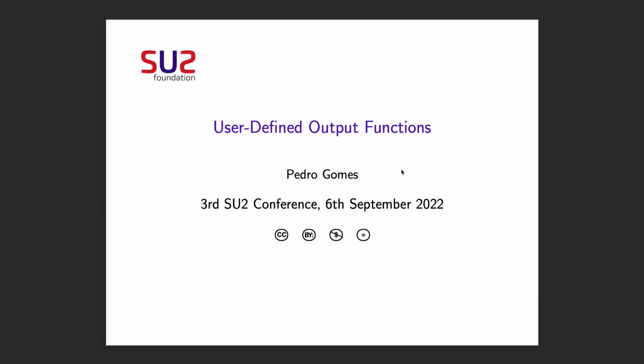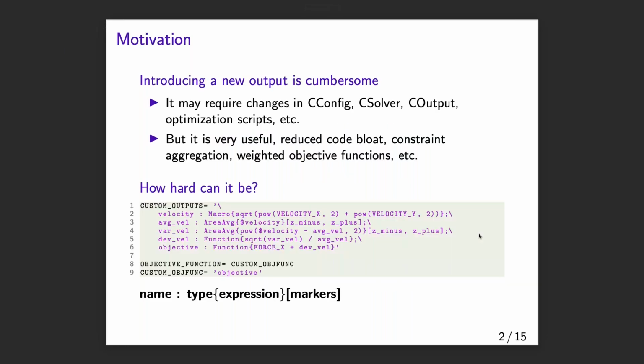Okay, so I'll talk about user-defined output functions. And the motivation for this is very simple. It's really cumbersome to introduce a new output in SU2. You may find yourself changing things in the config, in the solvers, in the output classes, and then in the optimization scripts that you're using. But it's of course very useful to be able to do this type of thing.